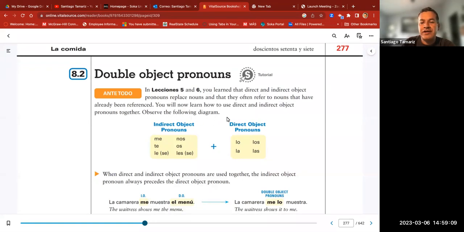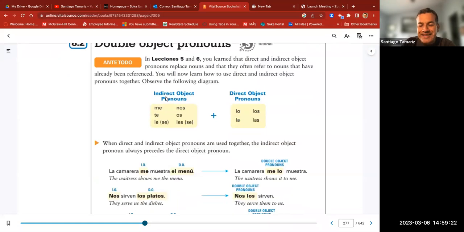Observe the following diagram. Tenemos indirect object pronouns and direct object pronouns. The first rule to remember is that the indirect object pronoun goes first, always. So, acá tenemos indirect and then direct. Indirect object pronouns: me, te, le or se, nos, os, les or se. We will learn when to use se instead of le or les in a few seconds. Direct object pronouns: lo, la, los, and las.